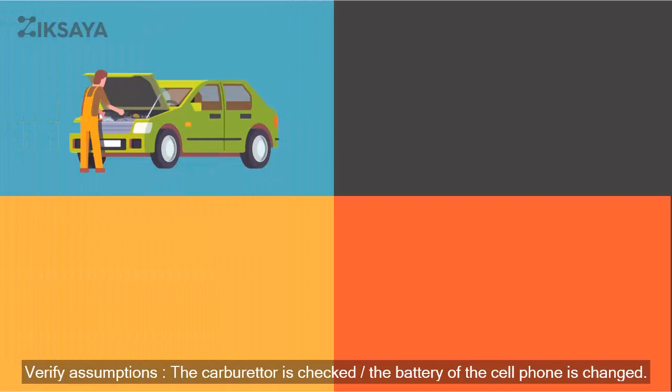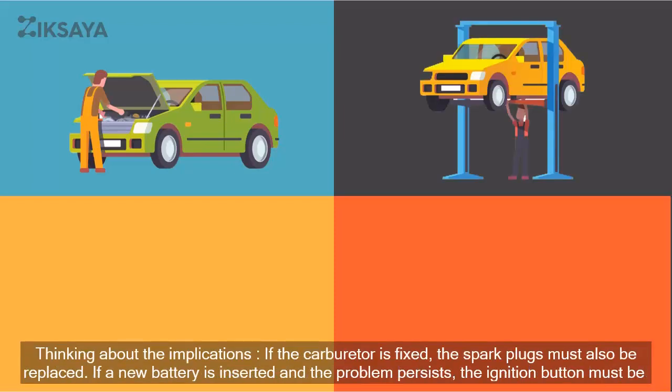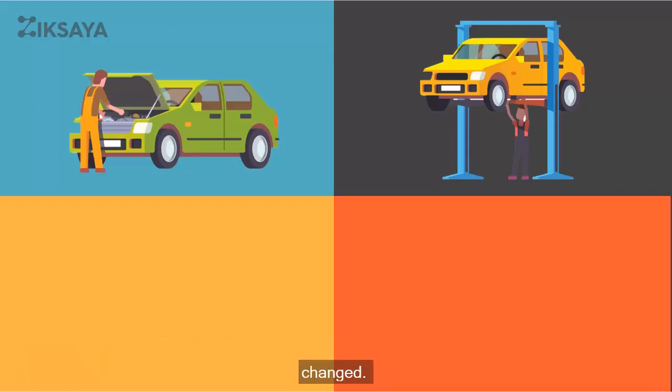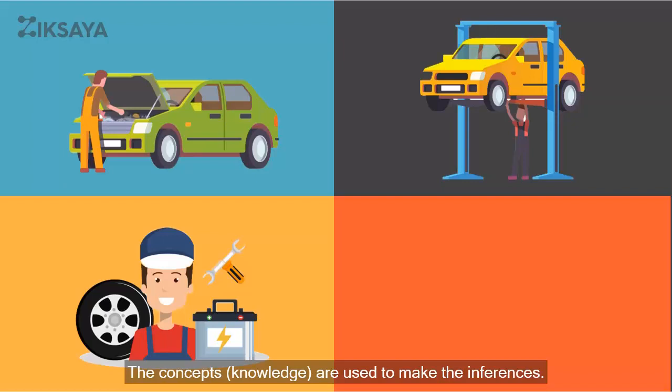Verify assumptions: the carburetor is checked, the battery of the cell phone is changed. Thinking about the implications: if the carburetor is fixed, the spark plugs must also be replaced. If a new battery is inserted and the problem persists, the ignition button must be changed. The concepts and knowledge are used to make the inferences.